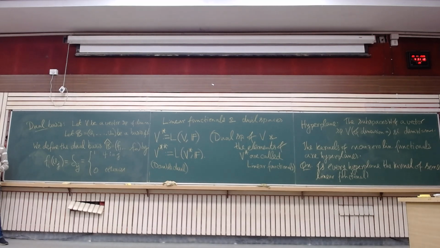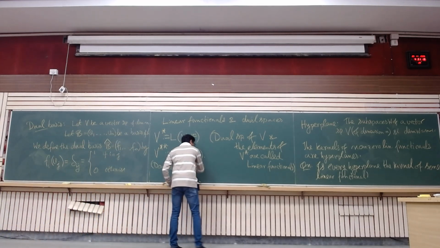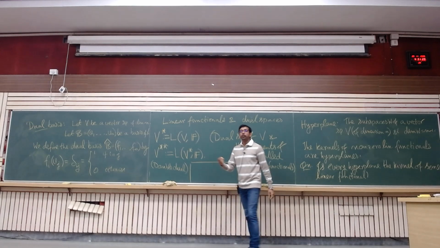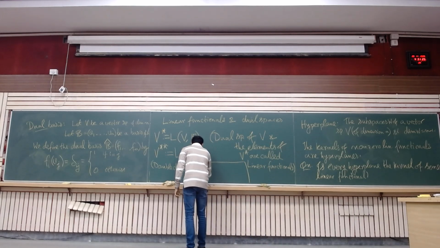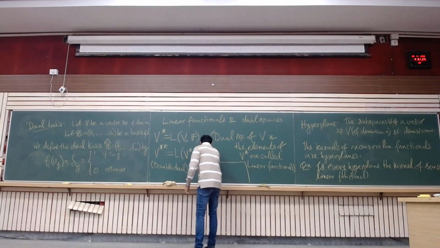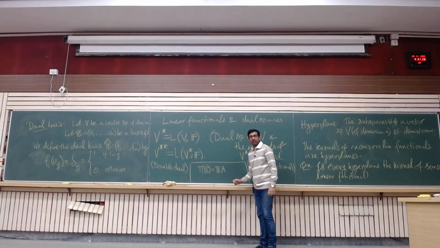Identity? Exactly, all zeros except 1 in the ith position. Because how do we define the matrix of the linear transformation? Suppose T was a linear transformation, then we said that it is T of B is equal to BA, and this A is the matrix of the linear transformation, right?